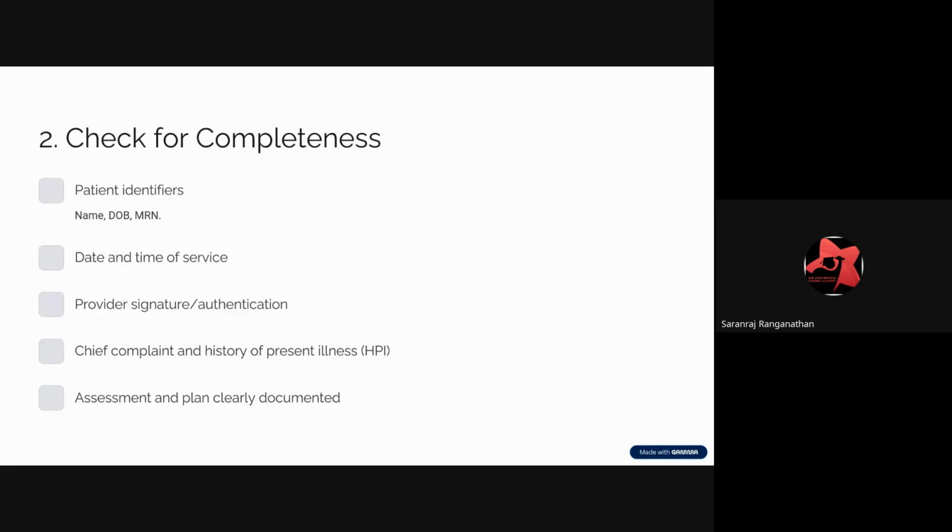Then provide a signature or authentication. That is one of the important things where you need to provide a sign. Without a provider sign, the entire documentation, whatever is given, is incomplete. Again, the reason for the visit: chief complaint and history of the patient's illness need to be available in the documentation. Finally, assessment and plan need to be clearly documented. These are all the complete documentation required for coding documentation. Without this, you will not be able to proceed further.